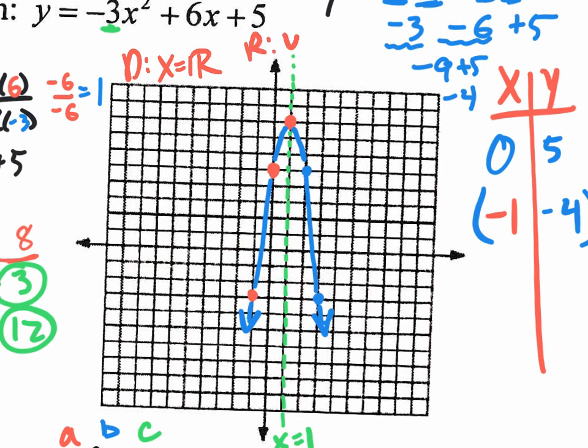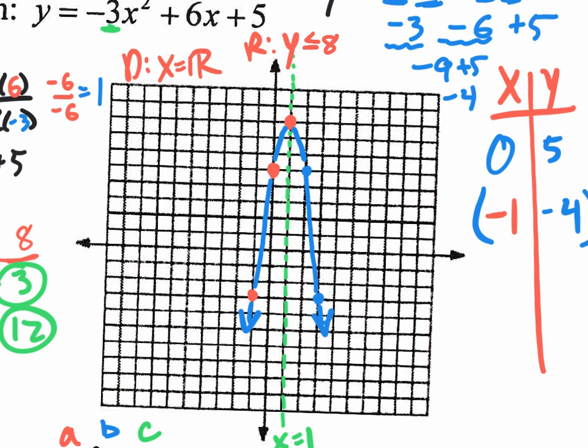Okay, how about the range? The range are your y values. Does this go up and down forever? No, it actually reaches a maximum point, right? From left to right, it reaches a maximum point, maximum height, and then it comes back down. What's that maximum height? The y value of your vertex, 8. So what do we say? Y is less than or equal to that y value of the vertex, which is 8.